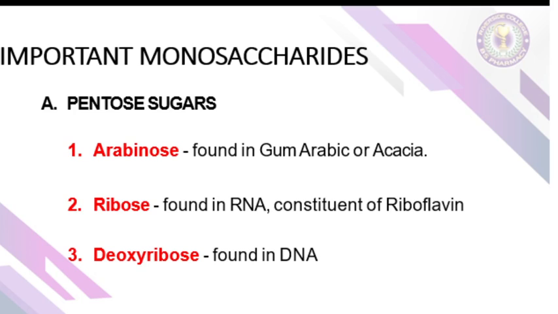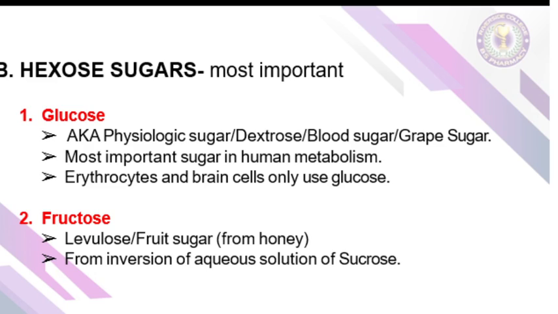Number 2 is your ribose. We already know about ribose from your DNA, where ribose is the basic sugar used in the production of your nucleic acids, nucleotides, and nucleosides. Deoxyribose, specifically, we can find in your DNA. And next, for your hexose sugars, of course, it's important to have your glucose, and number 2, your fructose. Your fructose is your fruit sugar, which means it can be derived from fruits specifically.